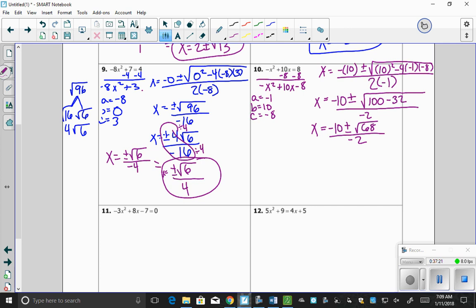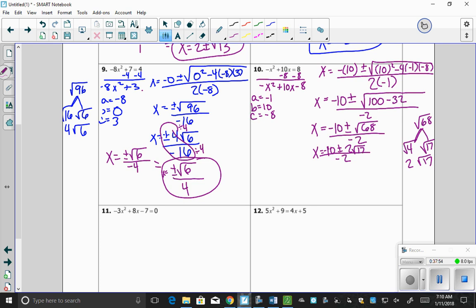A perfect square that will go into 68, so if I simplify 68, 4 will go into 68 17 times. So square root both sides, and you'll get 2 square root of 17. So I have x equals negative 10 plus or minus 2 square root of 17 all over negative 2.